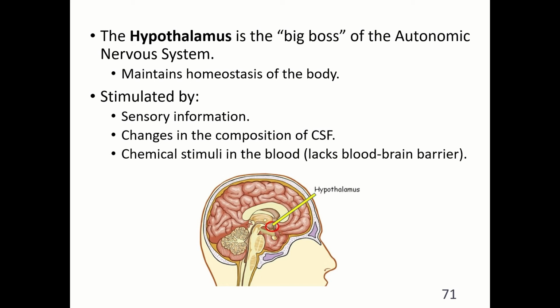The hypothalamus is the big boss of the autonomic nervous system. It maintains homeostasis of the body and is stimulated by sensory information, changes in the composition of cerebrospinal fluid, and chemical stimuli in the blood. Recall that the hypothalamus will have a reduced or even lack a blood-brain barrier.